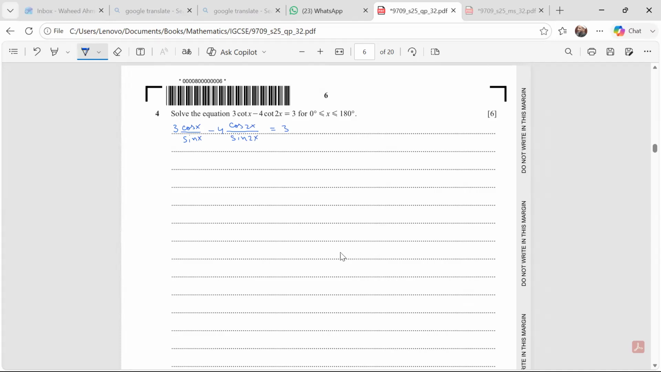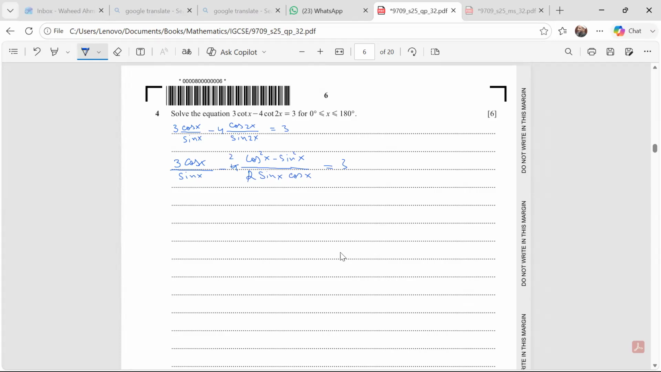Okay, so first thing I would do is remove this double angle thing, cos 2x and sin 2x. So this is 3 cos x over sin x, minus 4, and cos 2x is cos square x minus sine square x, right? And sine 2x is 2 sine x into cos x, and this is equal to 3. Okay, remember this 2 can be cancelled with this 2.